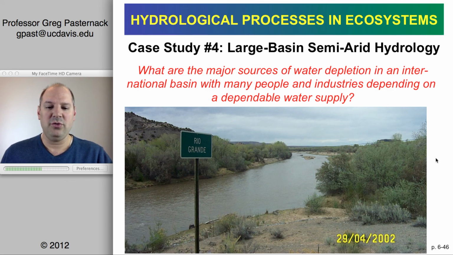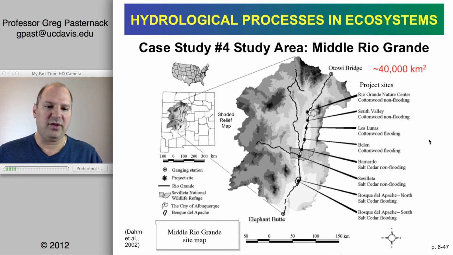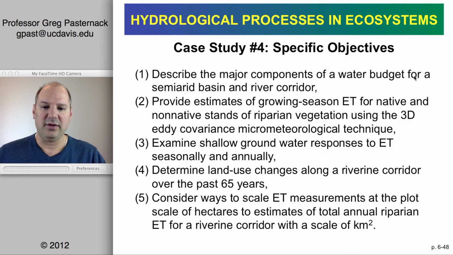So here we're going to do a river scale water balance to try to get at that. This shows the section that we're going to be looking at. Ottawa Bridge is the inflow, and then Elephant Butte is the outflow. The shading here indicates relative elevation, with black being higher elevation and white being lower elevation. And then these are just different points along the way where different things happen. We're looking at about a 40,000 square kilometer area here in the middle Rio Grande.